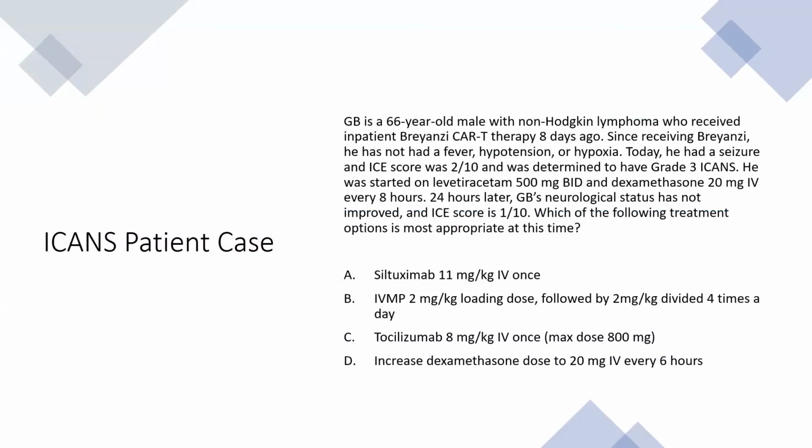He was started on Keppra 500 BID, Dex 20 IV every 8 hours. And then 24 hours later, his neurological status did not improve, and the ICE score worsened to 1 out of 10. So which of the following treatment options is most appropriate at this time? And I'll give you a minute to put your responses in the chat.